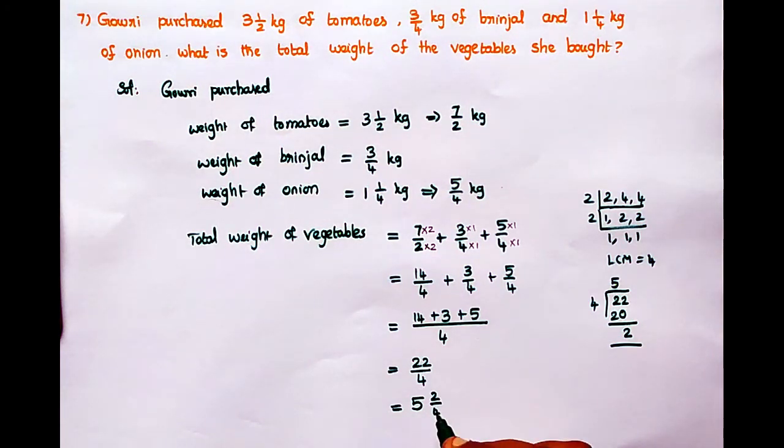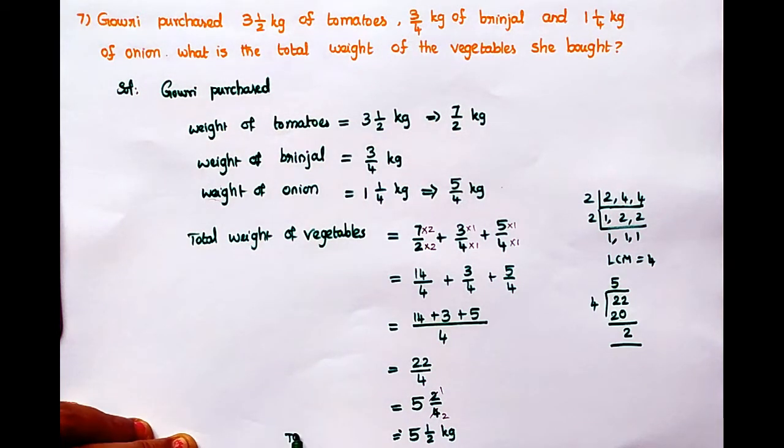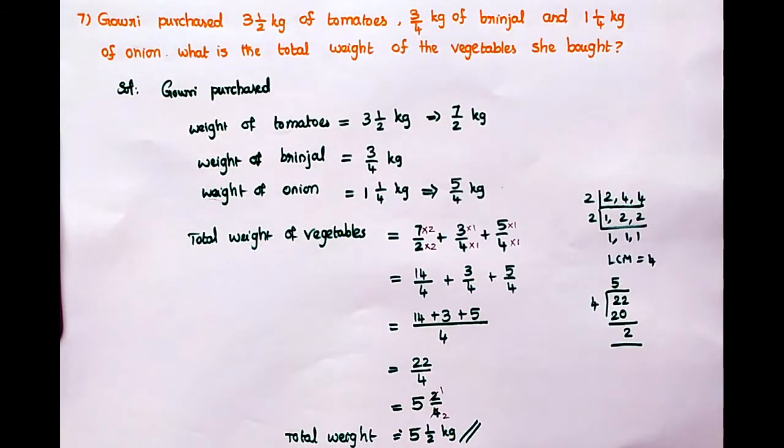Here 2 and 4 cancelled, 1 by 2. So we get 5 1 by 2 kg. That is the total weight. That is the answer.